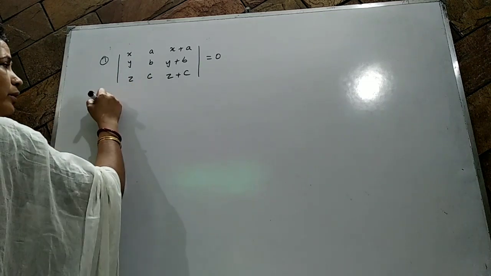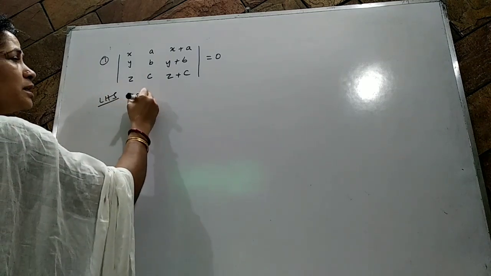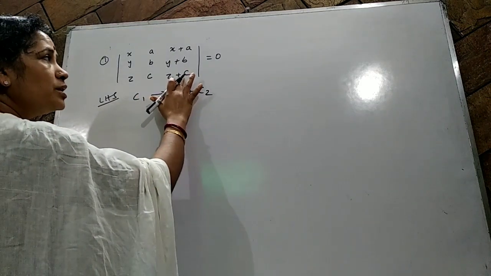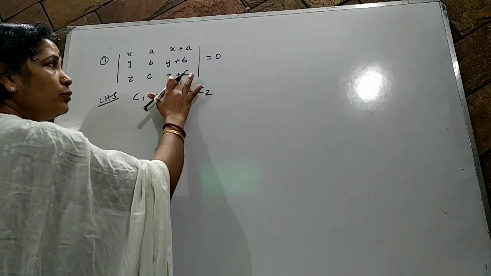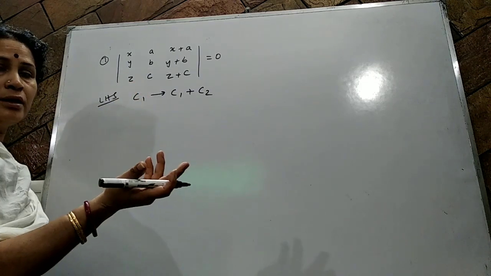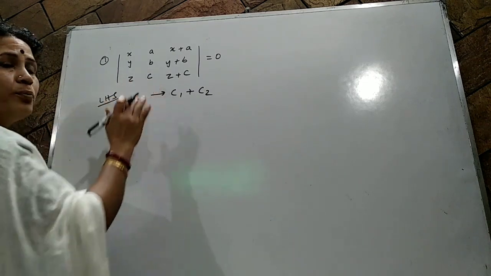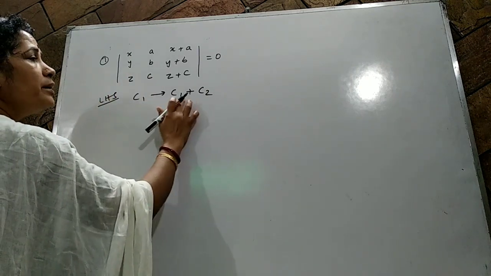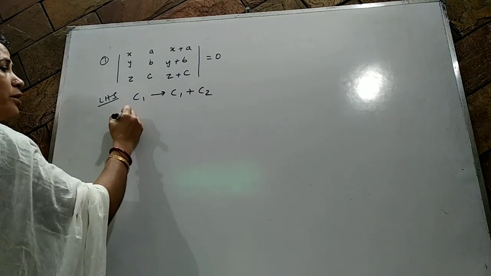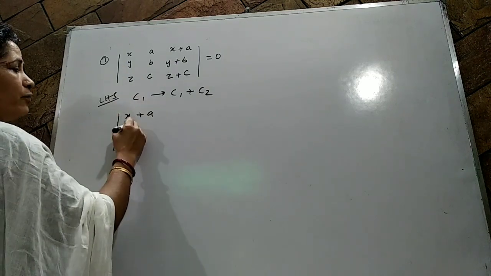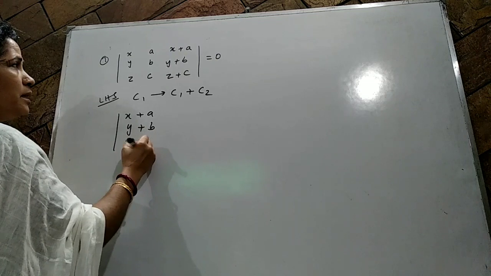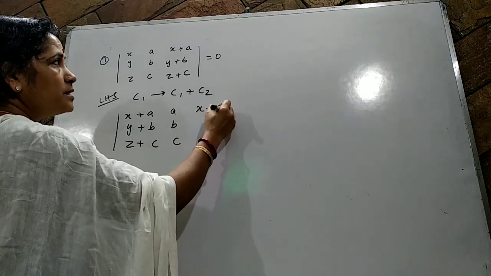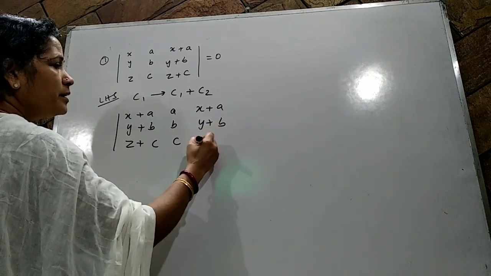So what I am doing here, I am taking LHS. The C1 can be written as C1 plus C2. Otherwise, you can do C3 minus C2, otherwise C3 minus C1. You will get identical columns. So you have so many ways to bring 2 rows or 2 columns identical. If I do C1 can be written as C1 plus C2, that is equal to what I will get: x plus a, then y plus b, then z plus c. And then here a, b, c, the remaining column keep the same, x plus a, then y plus b, then z plus c.